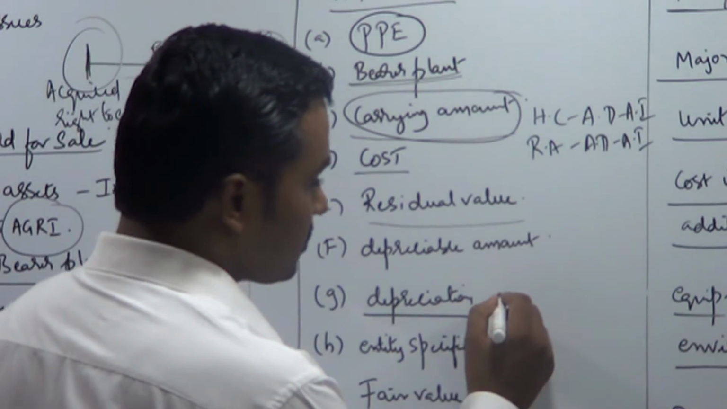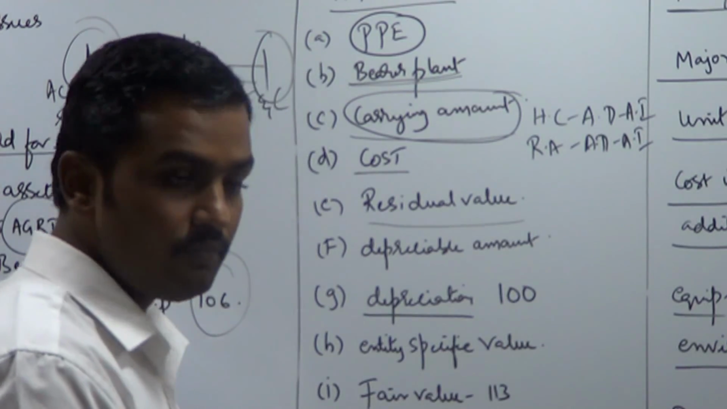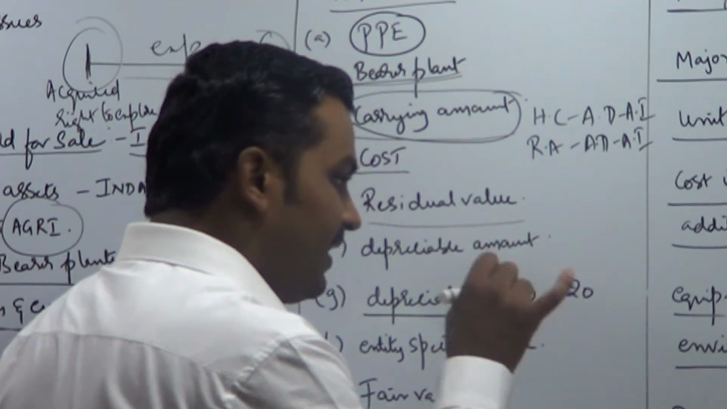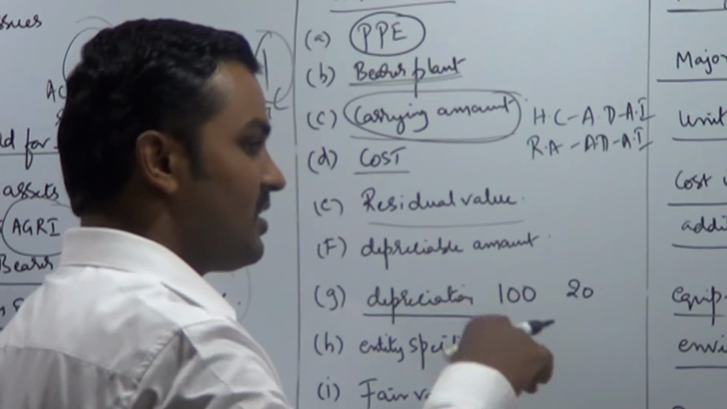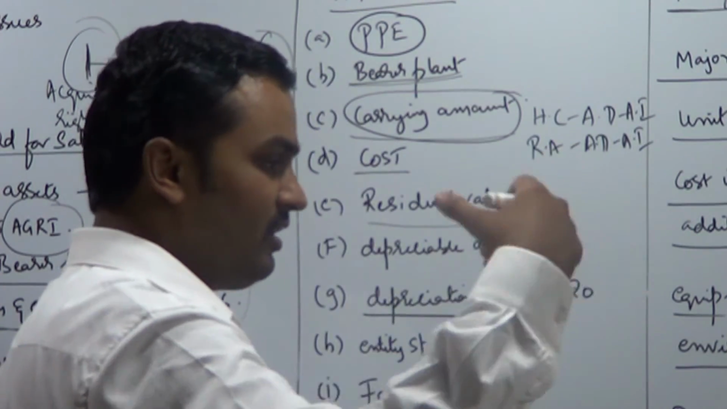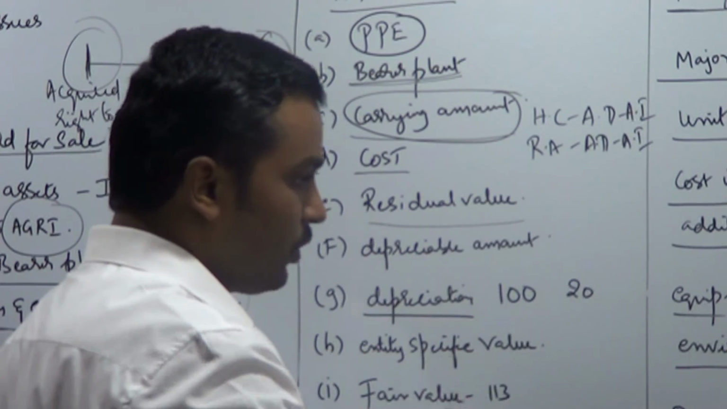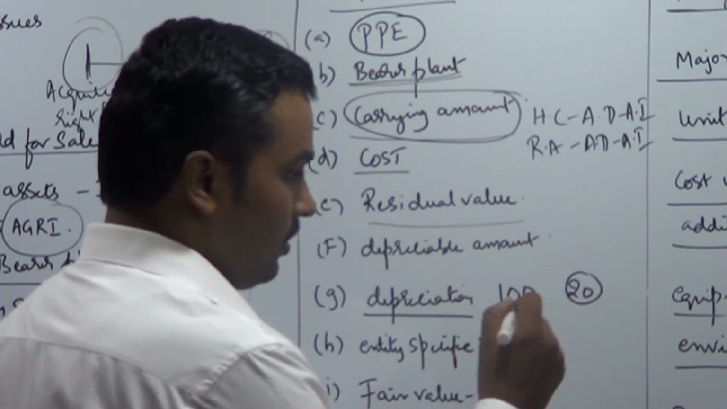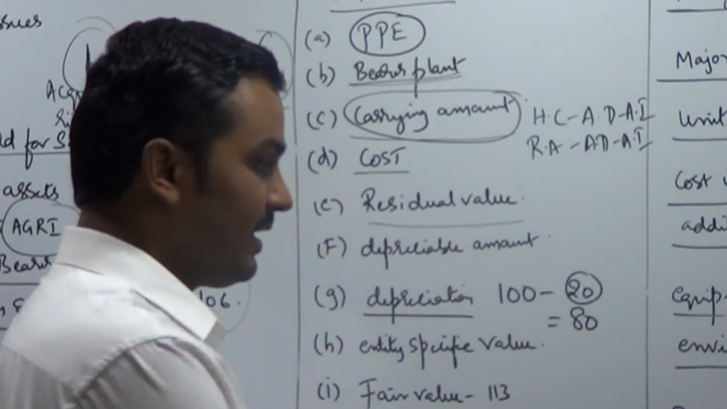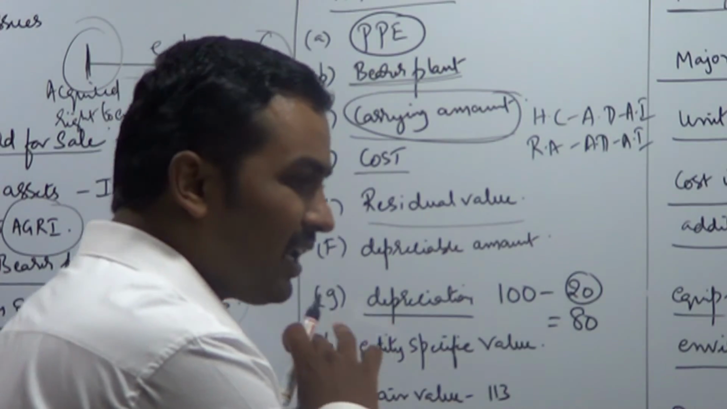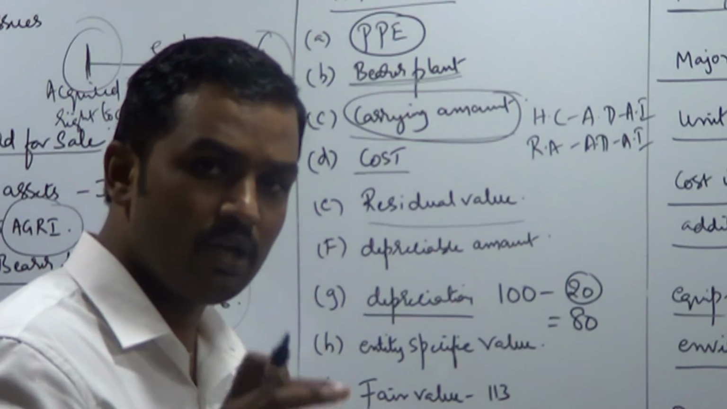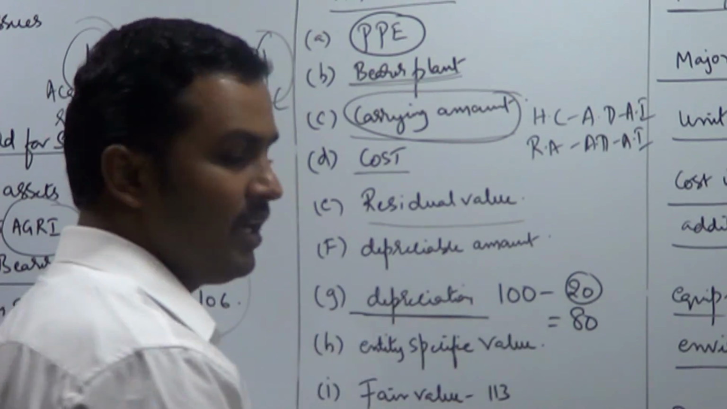Let us say the cost of the asset was 100 and the residual value is 20. That means if I sell the asset today, once it reaches the condition in which it would be at the end of its useful life, today I can realize 20. So this 100 minus 20, 80, is the loss that is going to occur over the useful life. This loss of 80 has to be allocated systematically over the useful life. That systematic allocation of depreciable amount over the useful life of the asset is called depreciation.